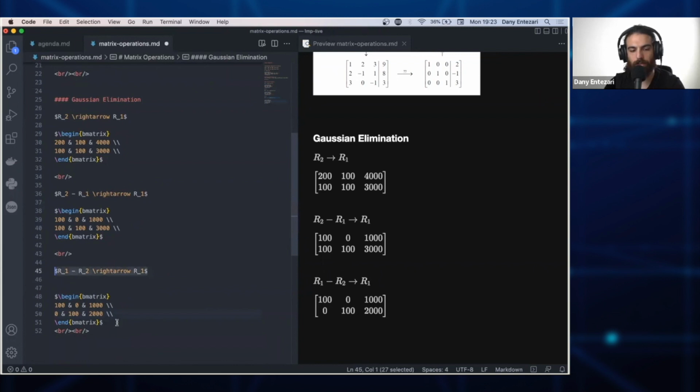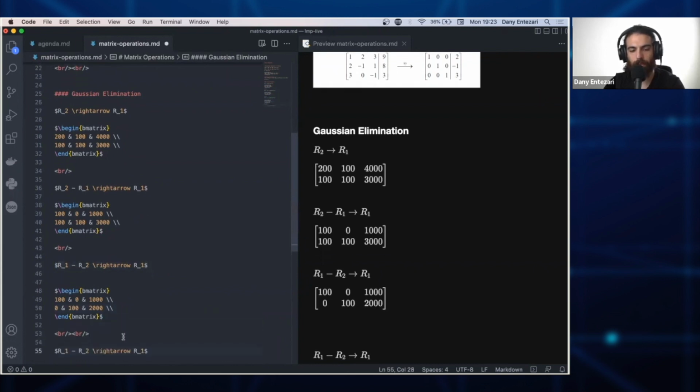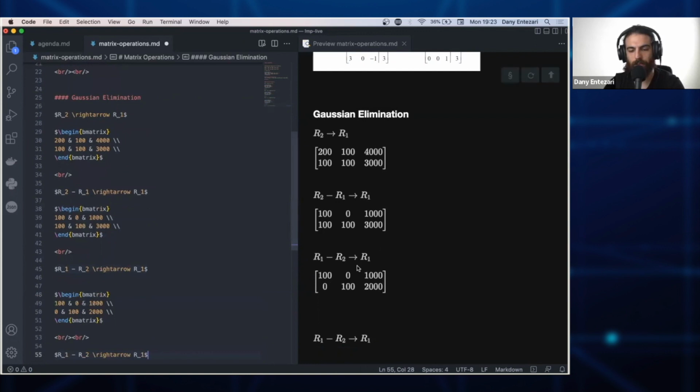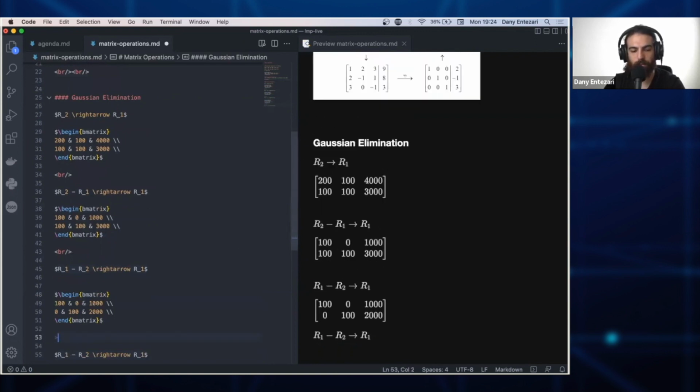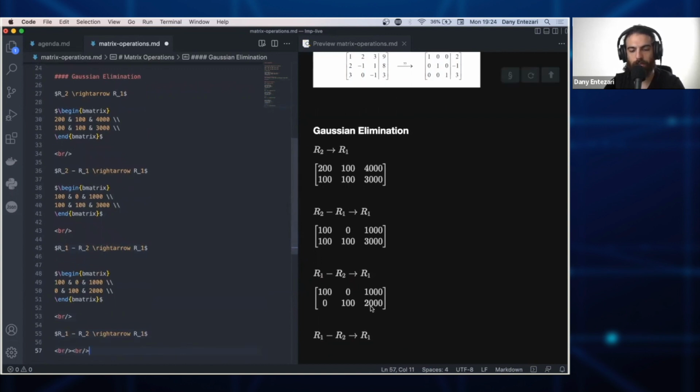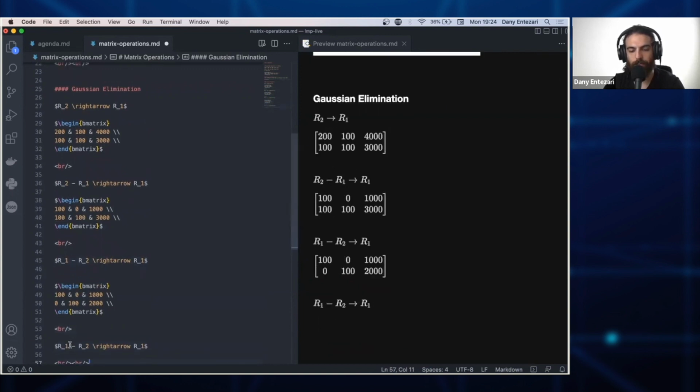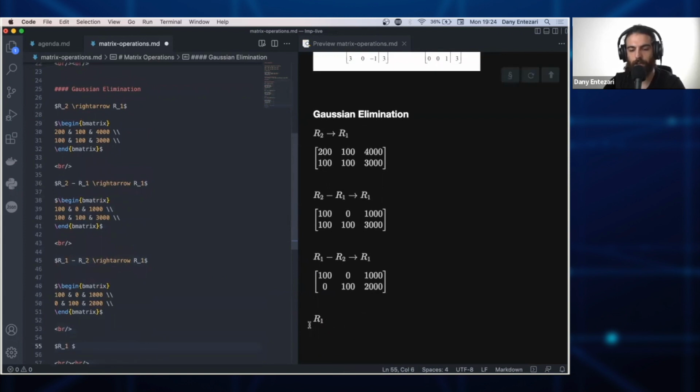So to denote that step, I'm going to say that I will multiply all the numbers on row 1 with 1 over 100. And then I'm going to replace row 1 with the result of this calculation. Right arrow.